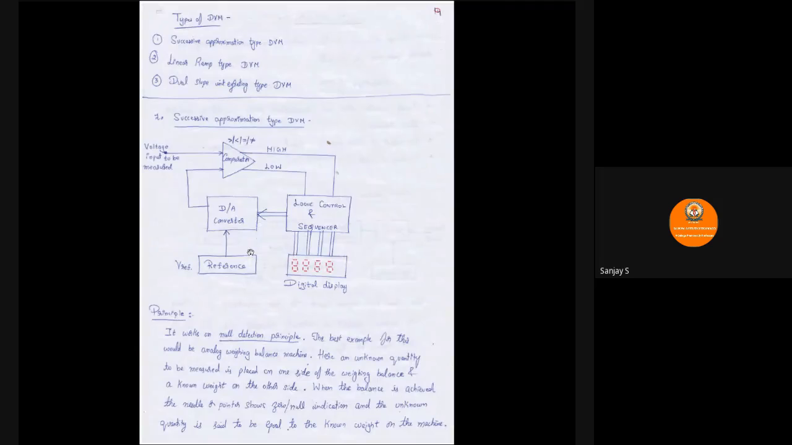Among the different types of DVM, we have successive approximation type DVM, linear ramp type DVM, and dual slope integrating type DVM. Coming to successive approximation type DVM, this is the block diagram, which has a comparator, D2A converter, reference, logic control and sequencer, and then digital display. This basically works on the null detection principle.